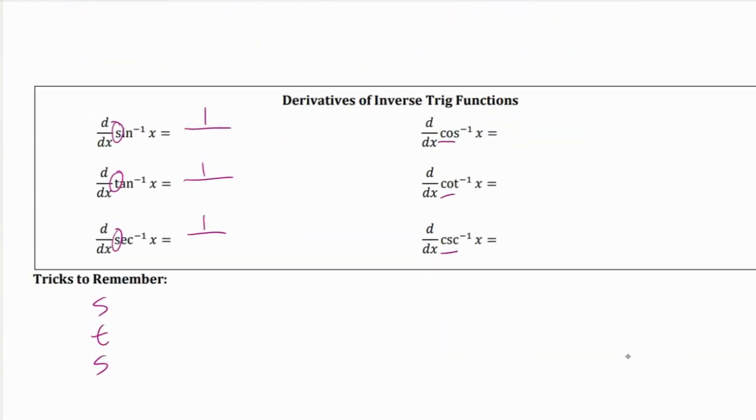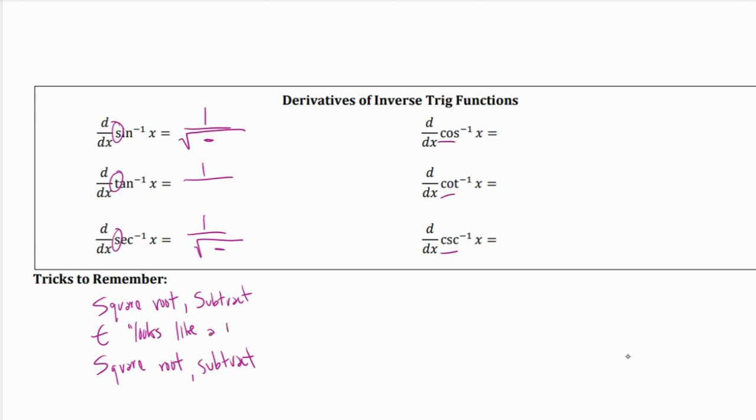The S's stand for square root, and they also stand for subtract. So the S's stand for a square root and a subtraction symbol. Okay, I'm actually going to move that over a little bit. Okay, the T looks like a plus sign. Looks like a plus. So tangent has a plus.